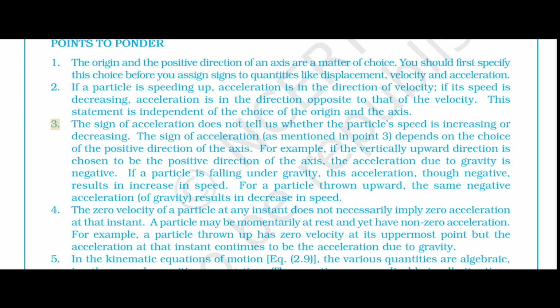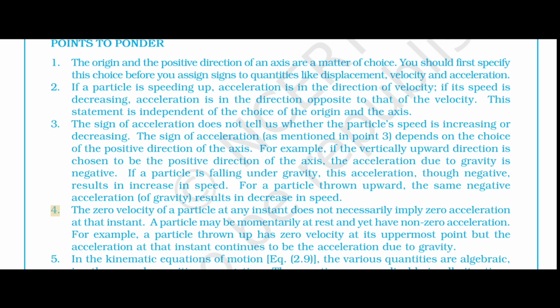3. The sign of acceleration does not tell us whether the particle's speed is increasing or decreasing. The sign of acceleration depends on the choice of the positive direction of the axis. For example, if the vertically upward direction is chosen to be the positive direction of the axis, the acceleration due to gravity is negative. If a particle is falling under gravity, this acceleration, though negative, results in increase in speed. For a particle thrown upward, the same negative acceleration of gravity results in decrease in speed.